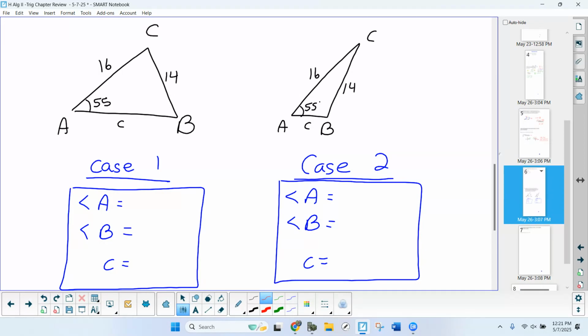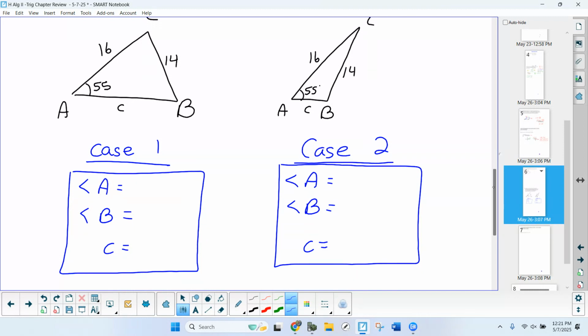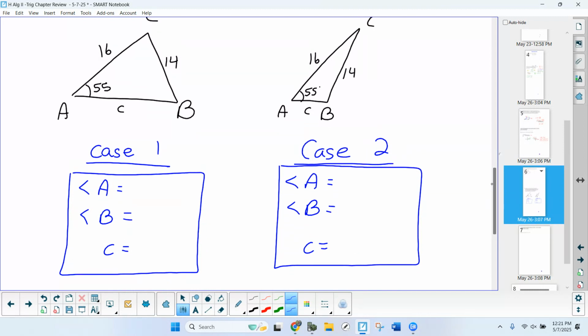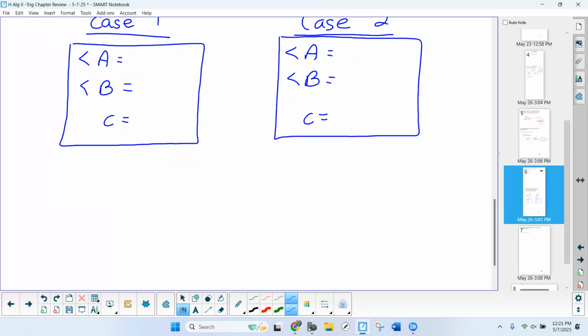Oh, yeah. All right, so let's see. What did we get, AJ? What did you start to fill in for case 1? Alright, so I did the sine of 55 over 14 is equal to the sine of B over 16. Okay, so the sine of 55 is to 14 as the sine of B is to 16.